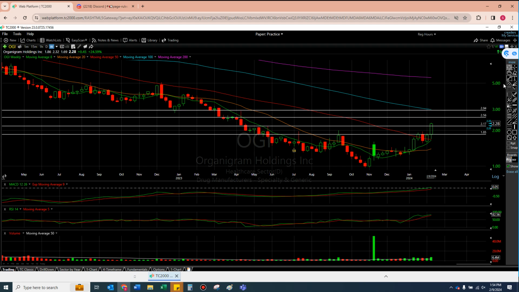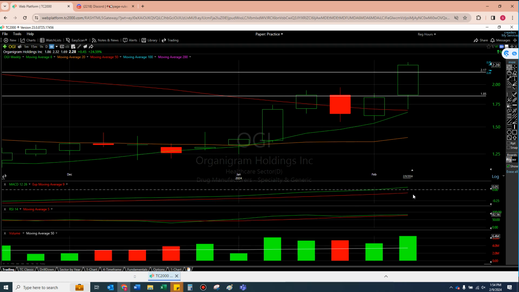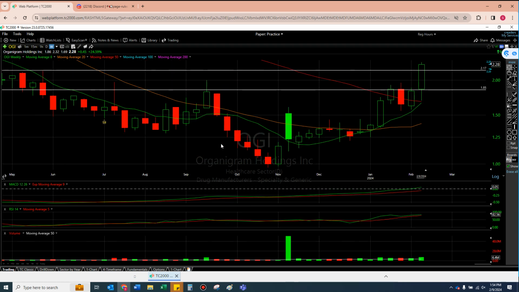I like my lines that I drew too. They line up very well on this weekly chart. Look at that. MACD is now positive on the weekly. I'm loving it. Good divergence too. You can zoom in and see those are going away from each other. Love it. Yeah, OGI.